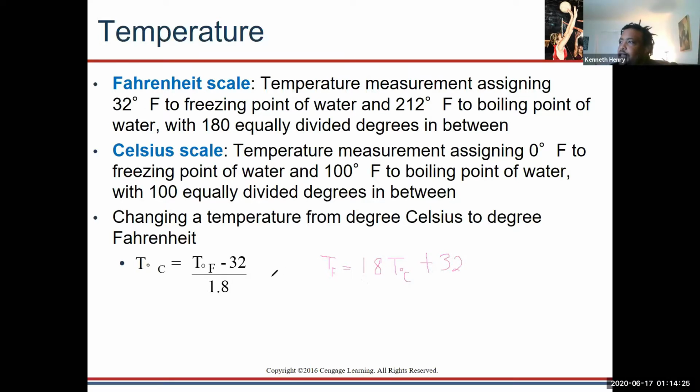So let's test it out. So we know that water freezes at what degrees Celsius? 0 degrees Celsius. Okay, so if we put 0 degrees Celsius here, then what do we get for Fahrenheit? 32. Okay, so is that true? Does water freeze at 32 degrees Fahrenheit? Yes. Okay, so water boils, let's use this equation here, at 212 degrees Fahrenheit. So what is that in Celsius?